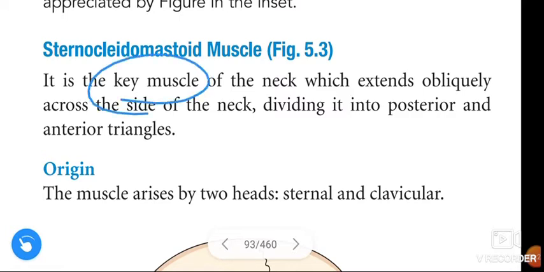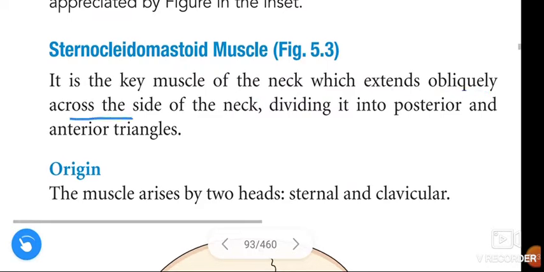It divides the neck into the posterior and anterior triangles. Okay, dividing it into posterior and anterior triangles.